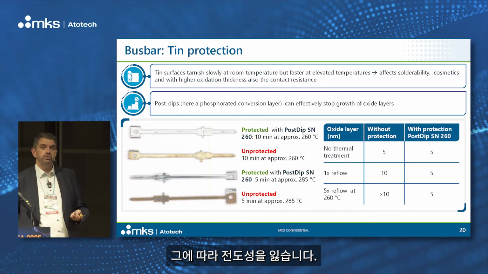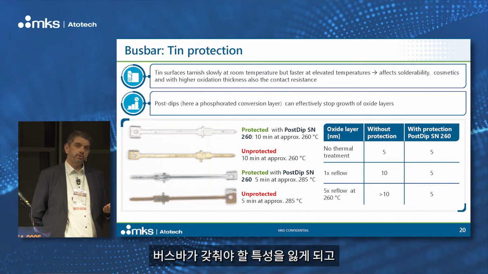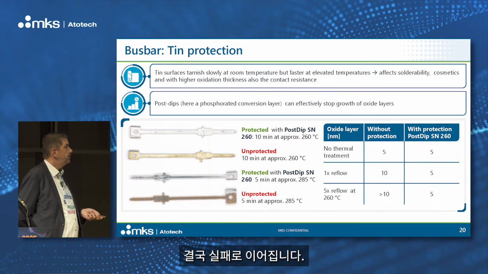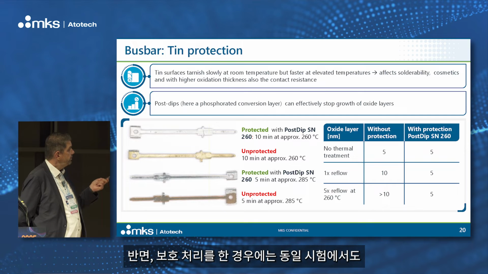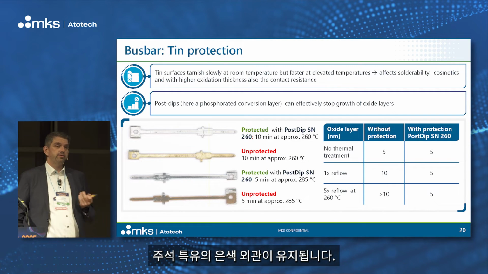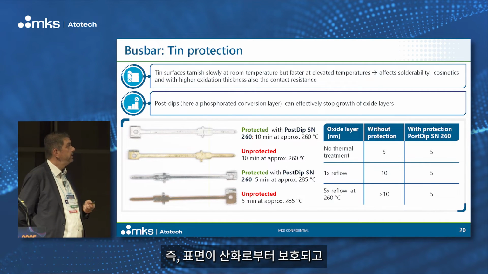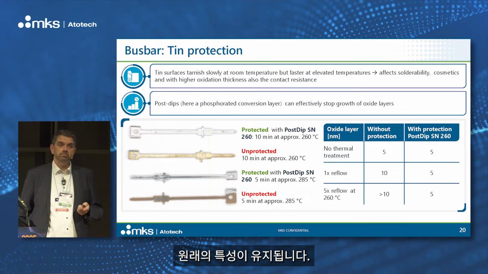And with this, we lose the conductivity, we lose the properties we want to have for our bus bars. In the end, I think we know that this is then a failure. With the treatments, you see same testing, you still have this nice silvery look of tin, so the surface is protected from oxidation and we keep our properties.